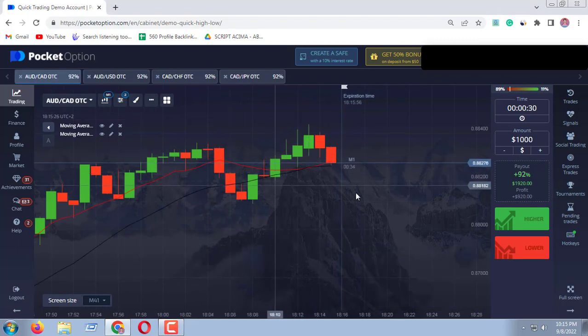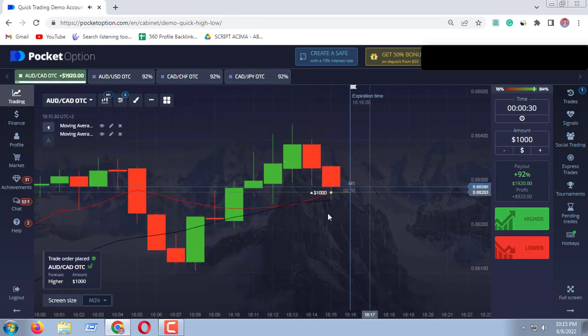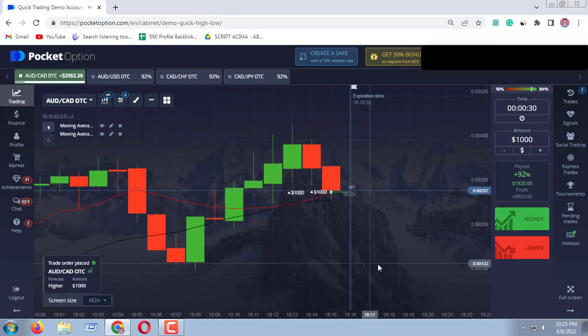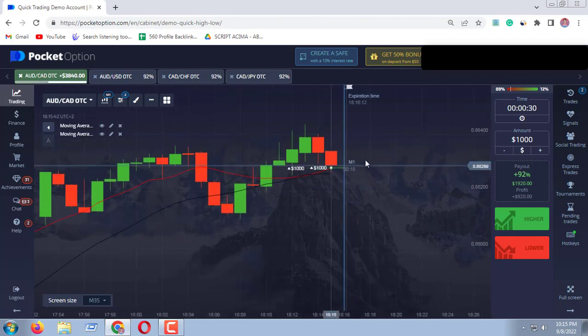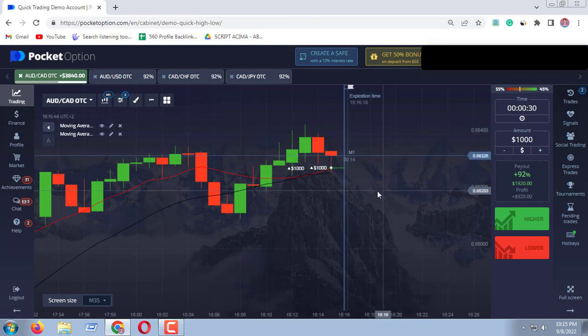Here is the perfect situation for an up trade for 30 seconds, and I place the trade. I placed 2 trades for this strategy. So let's see the result.